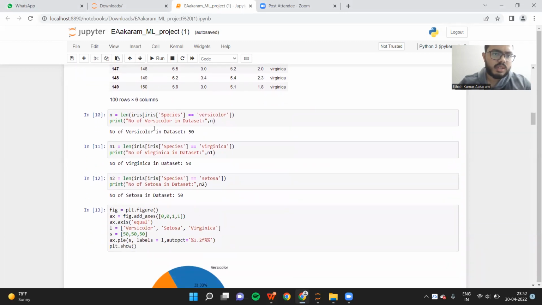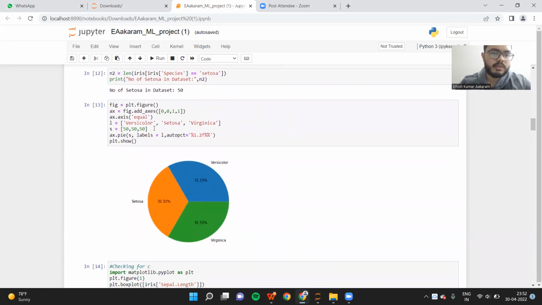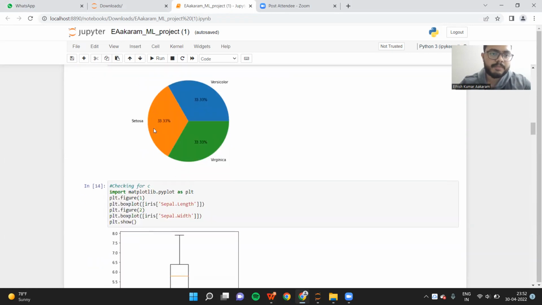Looking for the number of each class, we got 50 values of Setosa, 50 values of Virginica, and 50 of versicolor, and I'm just plotting a graph. Usually they each share 33.33% because they are all equal at 50 each.